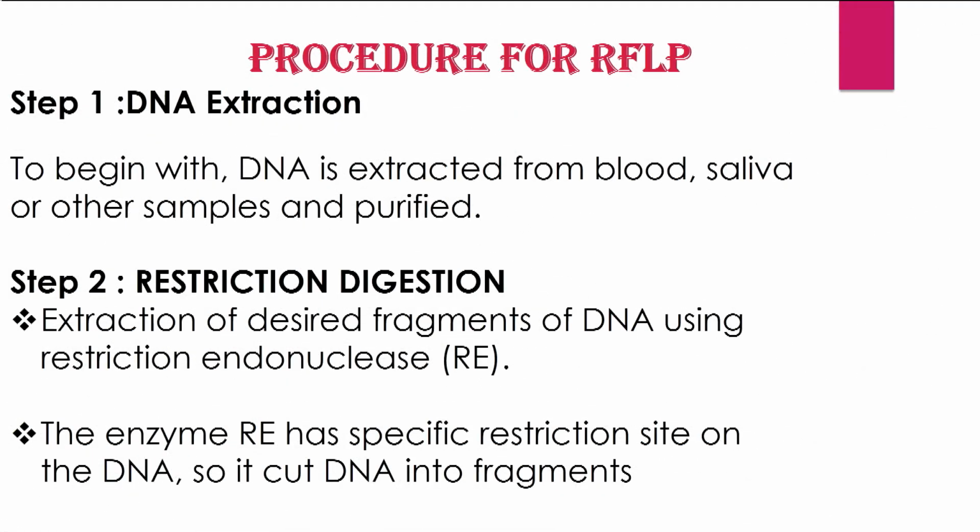So, what are the procedures for the RFLP technique? The first step is DNA extraction. DNA samples should be extracted from blood or saliva or any other samples and then purified. The second step is restriction digestion, and the purified DNA samples should be cut with the help of the desired restriction endonuclease enzyme. These restriction enzymes have a specific restriction site on the DNA, so they cut DNA into fragments. Usually 4 to 6 base pairs of genes are recognized and cut with the help of this enzyme.